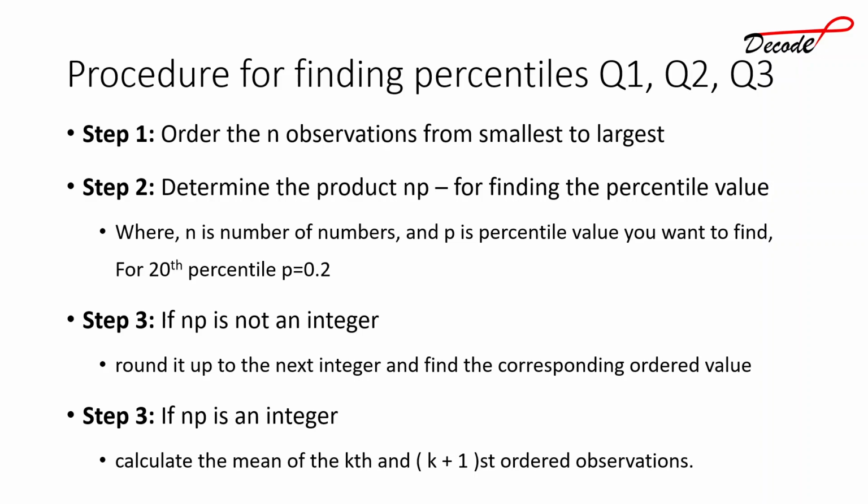Step 3. If the product of NP in step 2 is not an integer, then we will have to round the value up to the next value, and we need to find the corresponding value in the ordered sample. If the product of NP is an integer, suppose you consider it as K, we need to find the average or the mean between the kth element of the sample and the k plus 1th element of the sample.